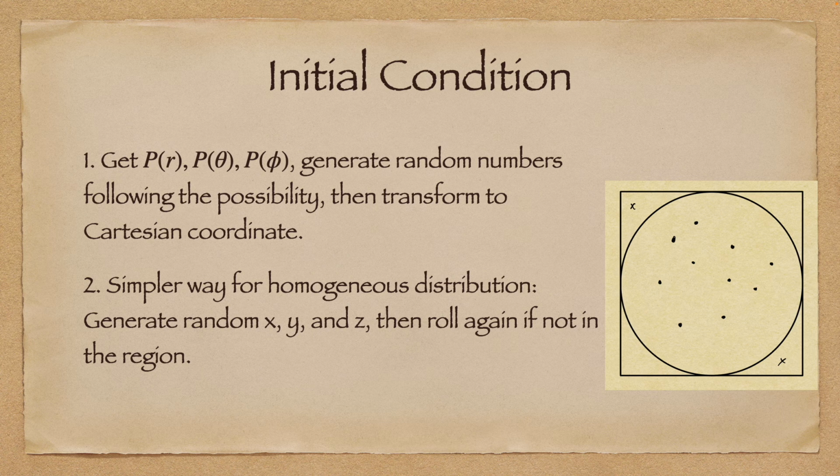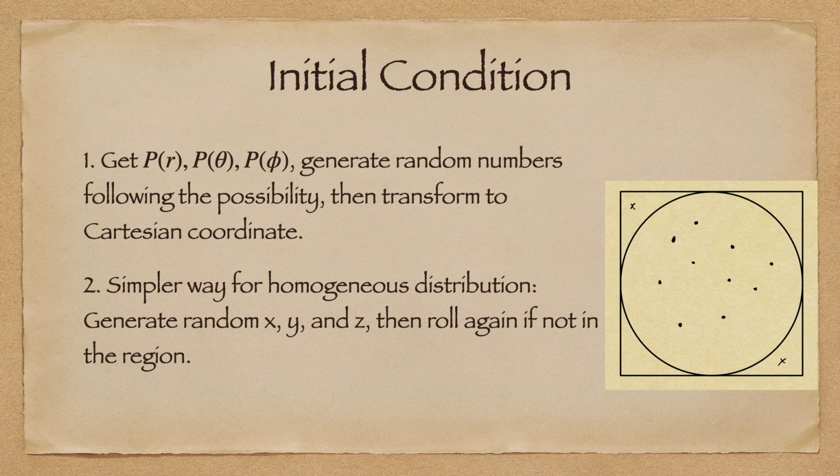And this is how we determine the initial condition. There are two ways. First is to obtain the probability distribution for each coordinate. If you use spherical coordinates, you will need r, theta, and phi, and you can generate random numbers following this probability distribution and transform them into Cartesian coordinates.